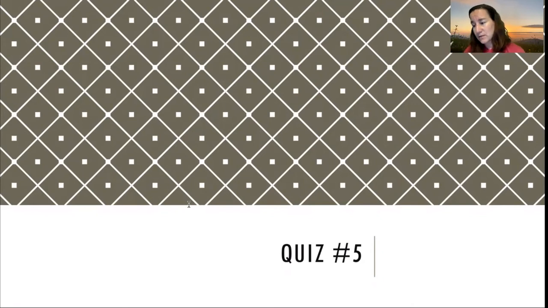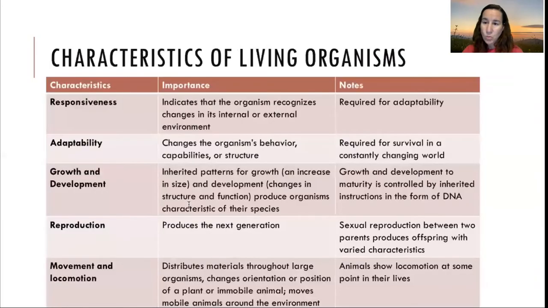All the plants, all the animals, all the things that we consider alive have certain characteristics. So, what are those characteristics that you need to know? Well, they need to be able to respond to their environment. They need to be able to recognize changes and sense them.